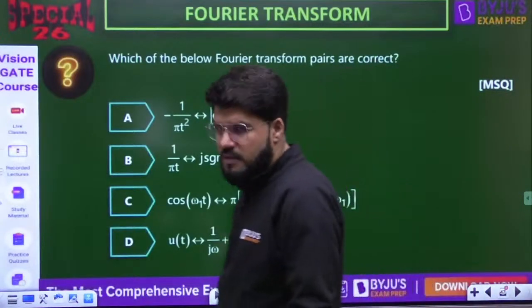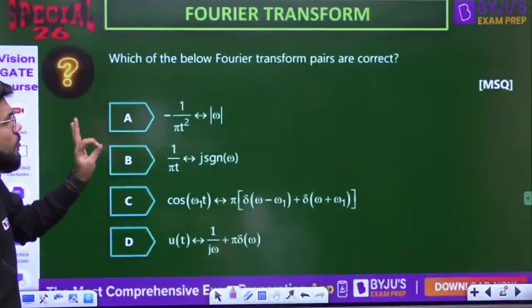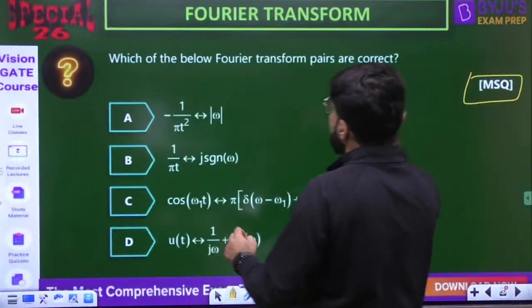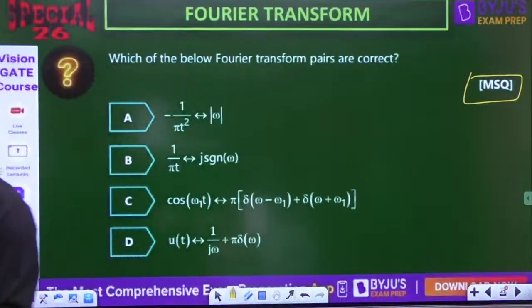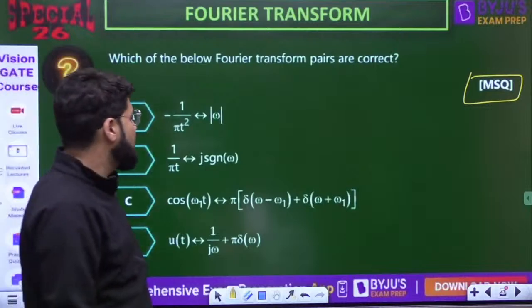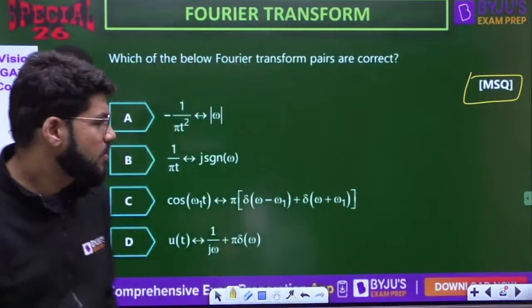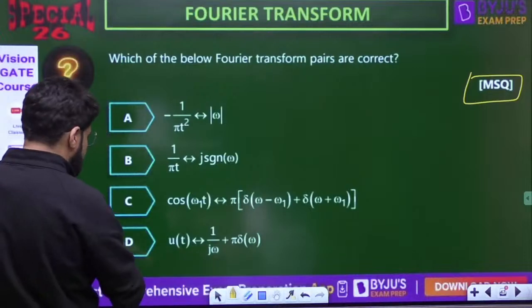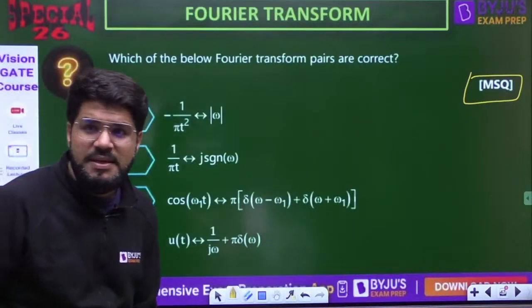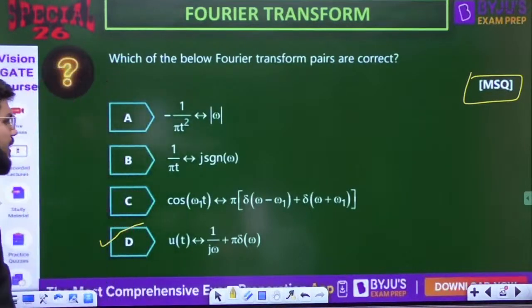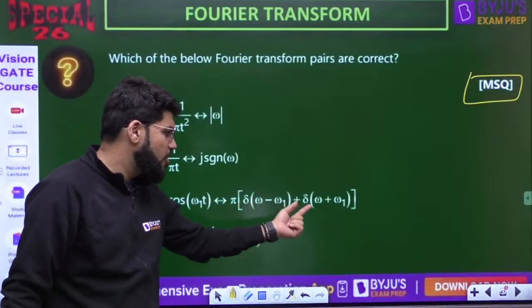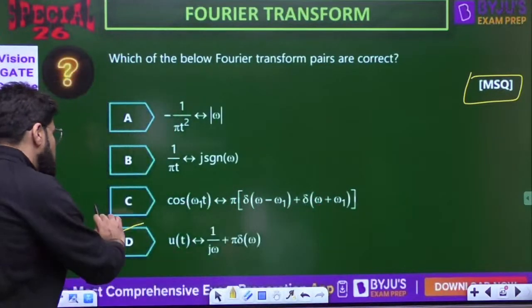Next, which of the below Fourier transform pairs are correct? MSQ question. Now some can be direct and some you can try to answer. Unit step has the Fourier transform 1 upon j omega plus pi delta omega. Tell me first what you know directly. Some of the things you know directly. This is correct. Cos omega naught t has the transform pi [delta(omega minus omega naught) plus delta(omega plus omega naught)]. That is also correct.